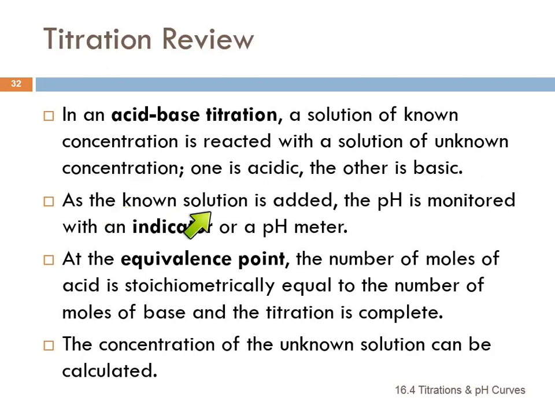As we add the known solution, we're going to monitor the pH either with an indicator, which will change color and tell us when we get to the end, or with a pH meter. At the equivalence point, according to the stoichiometry of the particular acid and base we're using, we've added a stoichiometric number of moles of acid equal to the number of moles of base. So the moles of acid and the moles of base completely balance out and react, and at that point we say that titration is complete. And from the volume of the known solution, we can calculate the concentration of the unknown solution. So that's the big idea of titration.